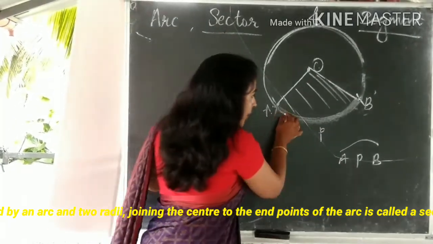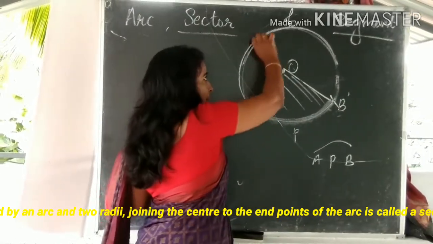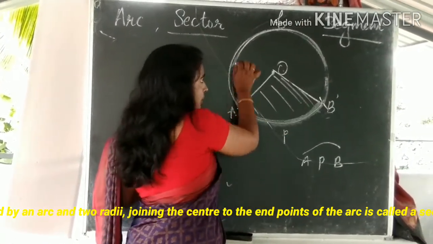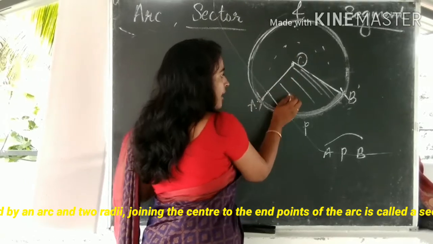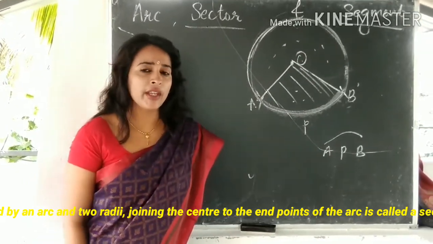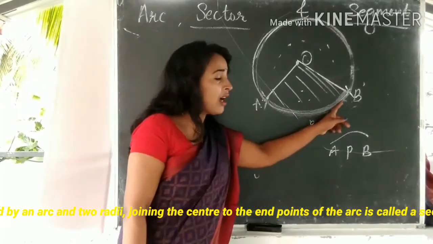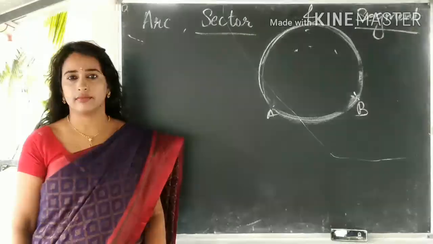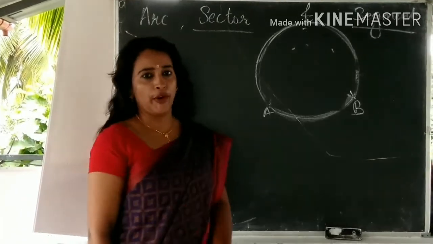Children, since it is the minor arc and this is the major arc, so this will be the major sector and this will be the minor sector. Okay, so what is a sector? It's a region bounded by the arc and the radius. Now the next point.